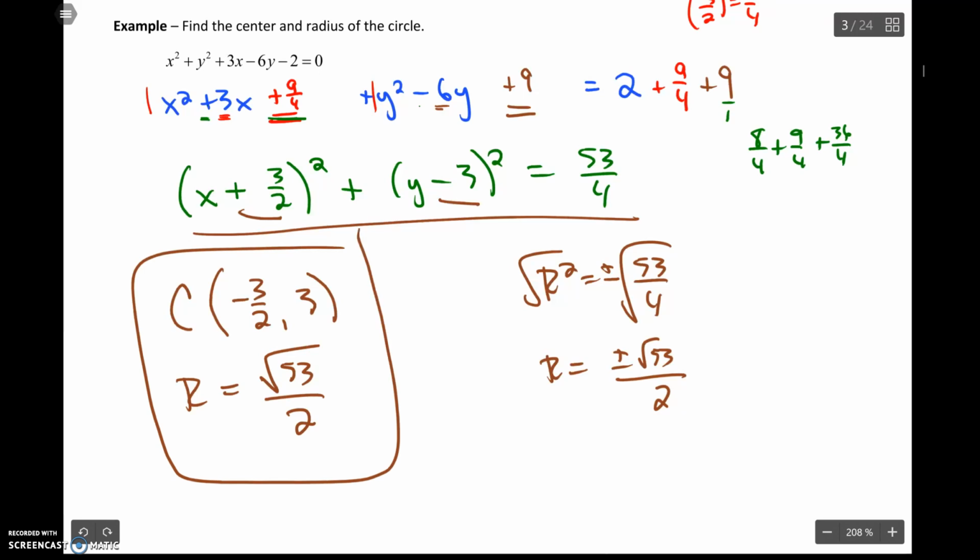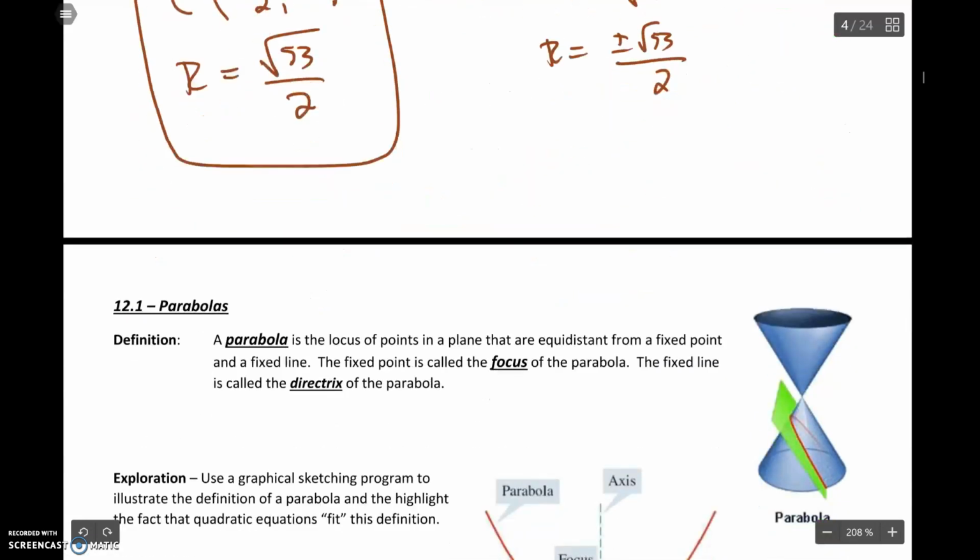Pretty sure 53 doesn't have any other factors in it. I'm not even sure if it's prime or not, but I'm pretty sure it doesn't have a 4, or a 9, or a 16, or 25, or anything else. It doesn't have any perfect squares in it, so we're good.